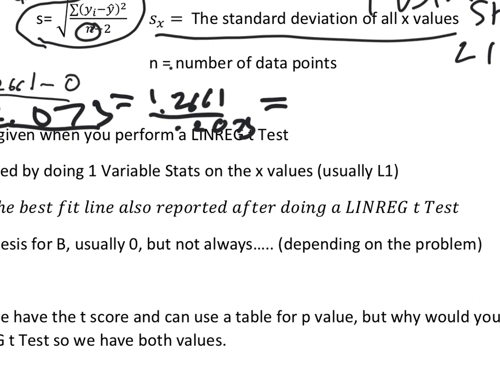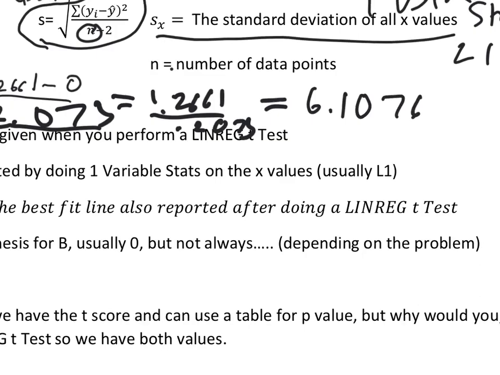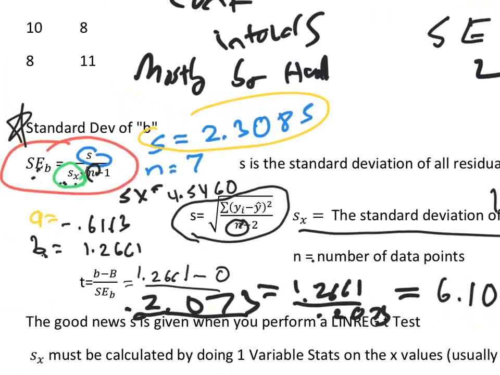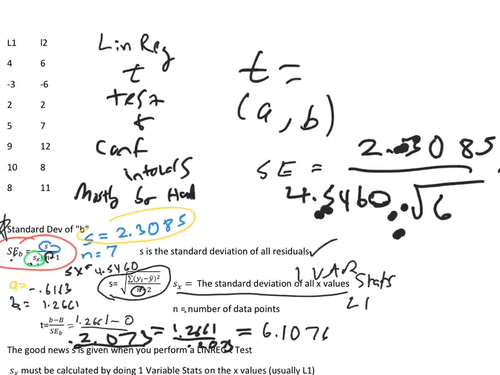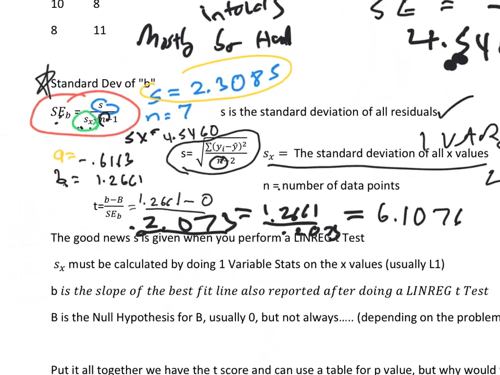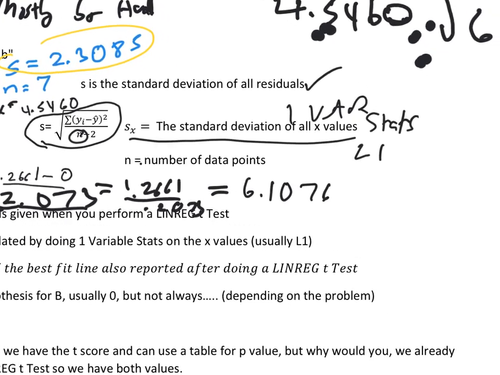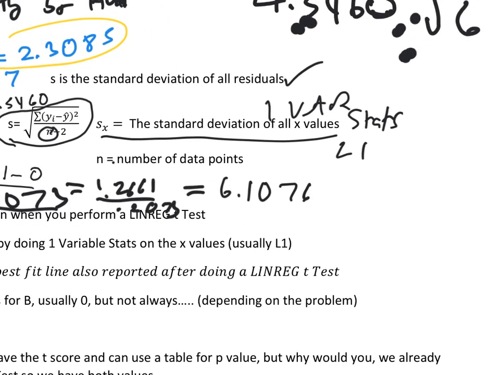As what? 6.10. 6.10? 10 what? 7.6. 7.6. And what did the calculator report? 6.1074. Who's more accurate, the calculator or my number here? Because it didn't round.